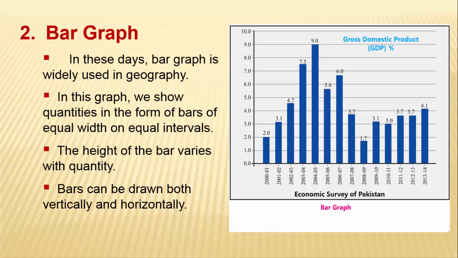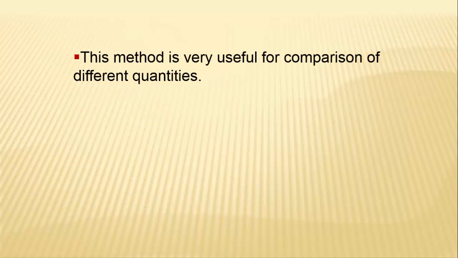Here is an example of a bar graph, and its bars are vertical. You can draw these bars horizontally as well. Also, all the graphs have a y-axis and an x-axis. Mostly the x-axis is constant and the y-axis is variable. This method is very useful for comparison of different quantities.